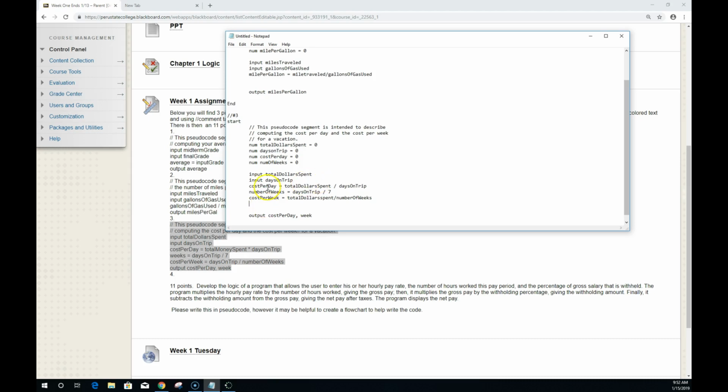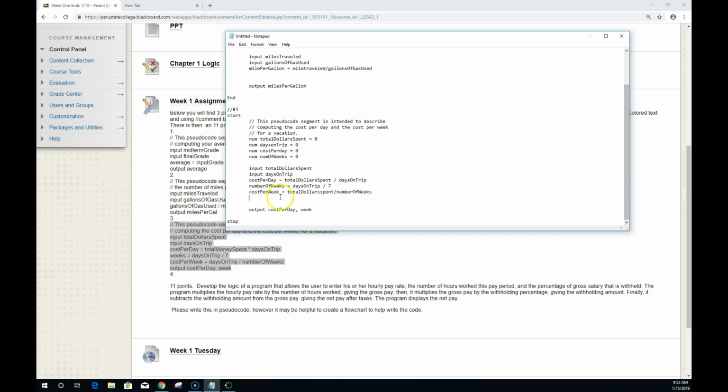You could do another variable up here and say week equals 7. This is probably as clean a way to do it as any other. I had some questions about this output. Can I put 2 outputs on a line like this? Cost per day. And you could certainly do 2 outputs.